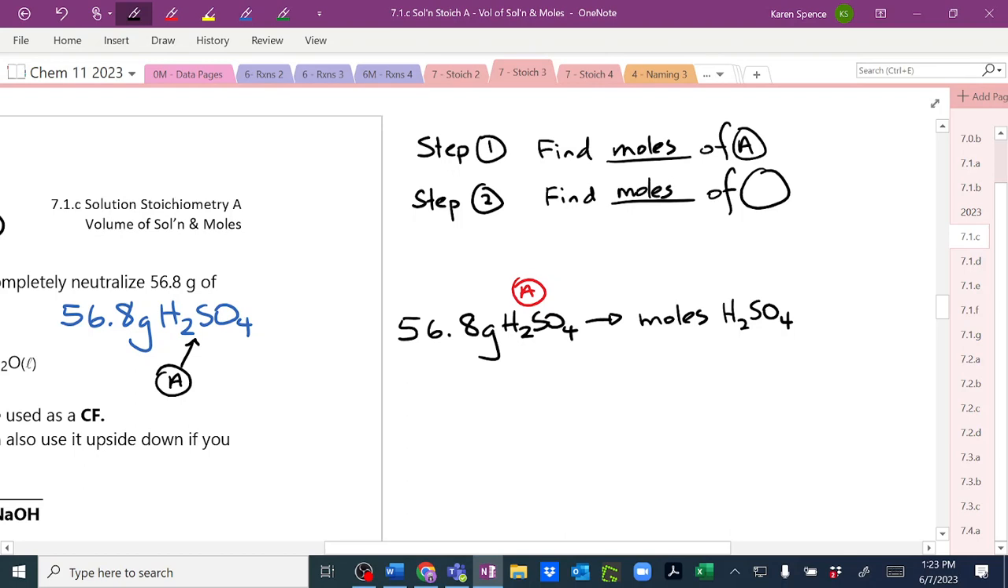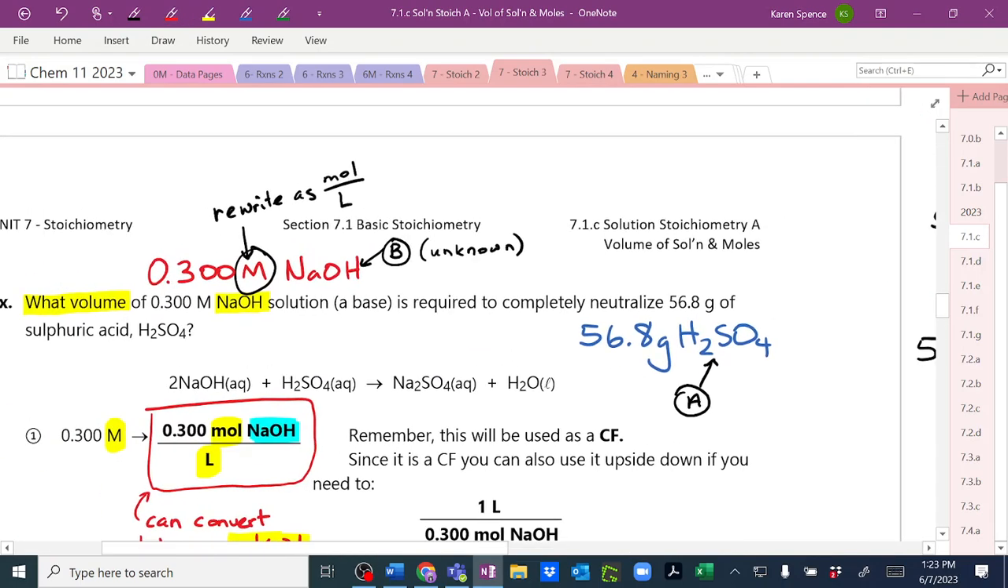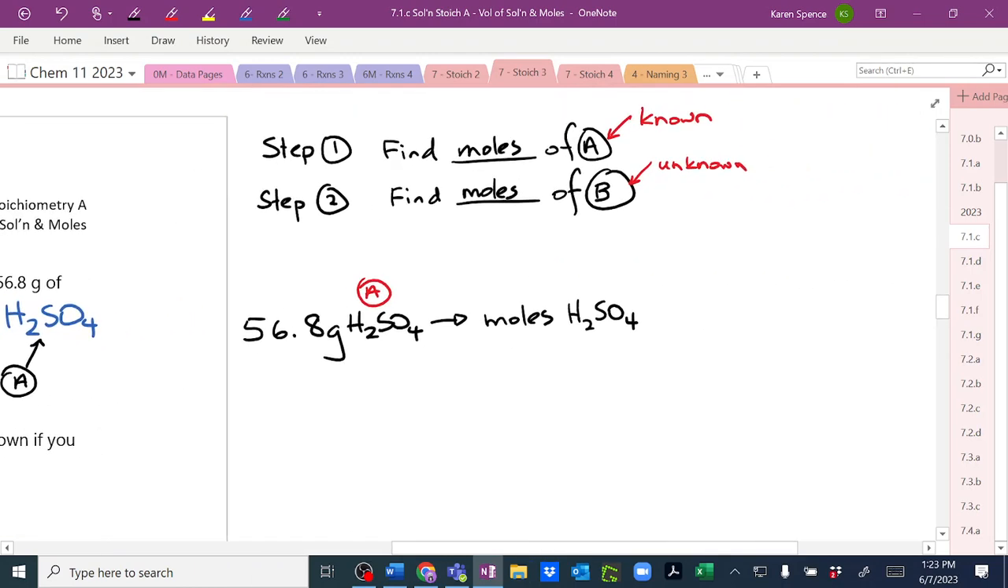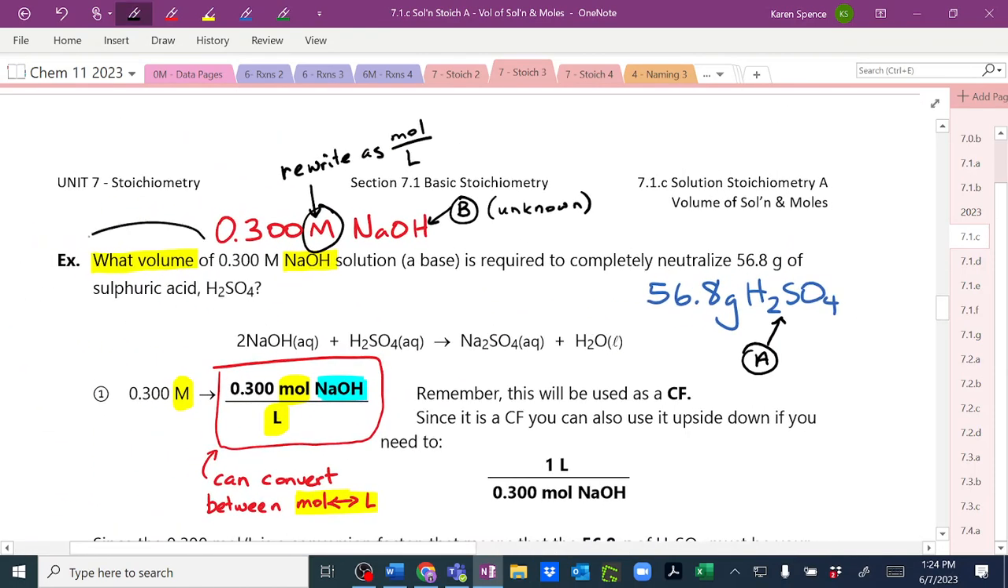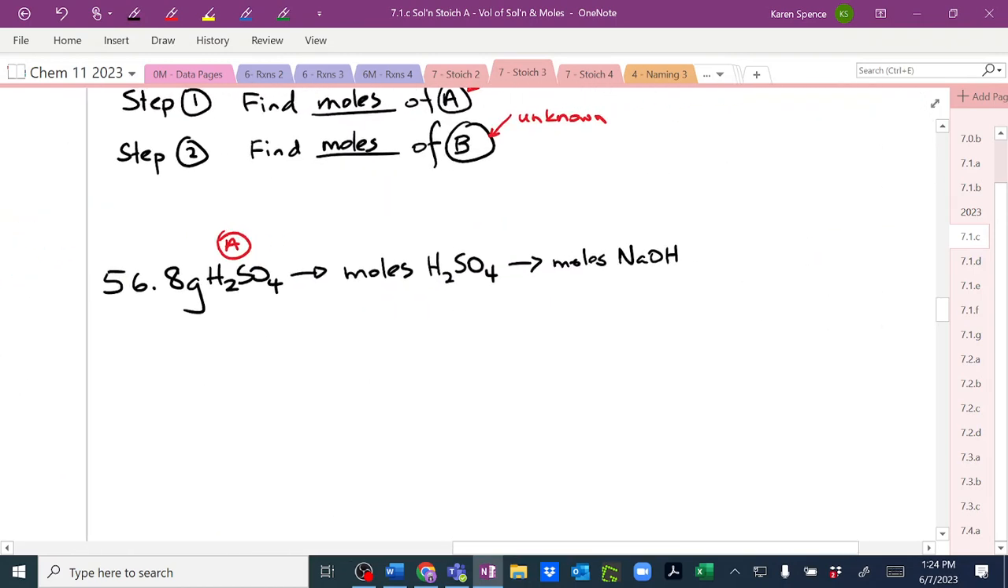But in this case, in step 1, we found moles of A, which was our known substance. And in step 2, we're going to find moles of B, which is our unknown substance. So who is the unknown in this question? Go back to the question, what volume of NaOH? NaOH is our unknown. So we're going to go from moles of H2SO4 to moles of NaOH. And then you have to ask yourself, what does it actually ask for in the question? I want the volume of NaOH. So now we're going to go from moles to liters of NaOH.